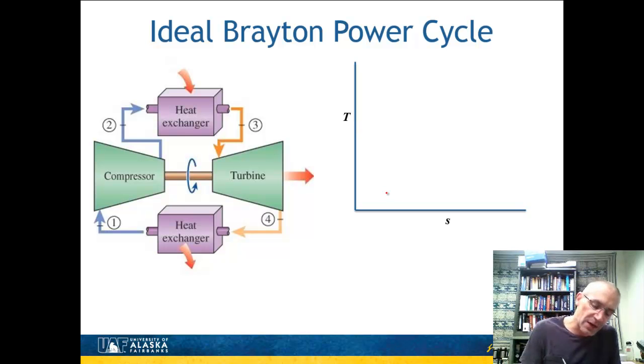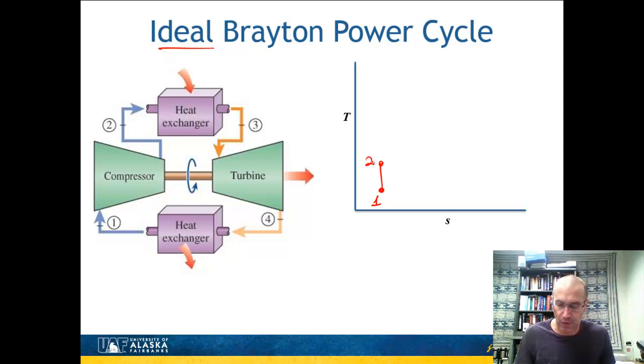And so now on a TS diagram, again, we're going to start off at a low temperature. This will be state 1. And we're going to run through a compressor. The ideal cycle is an isentropic compressor, so this is going to be vertical. And compression results in some increase in temperature. So there would be state 2.